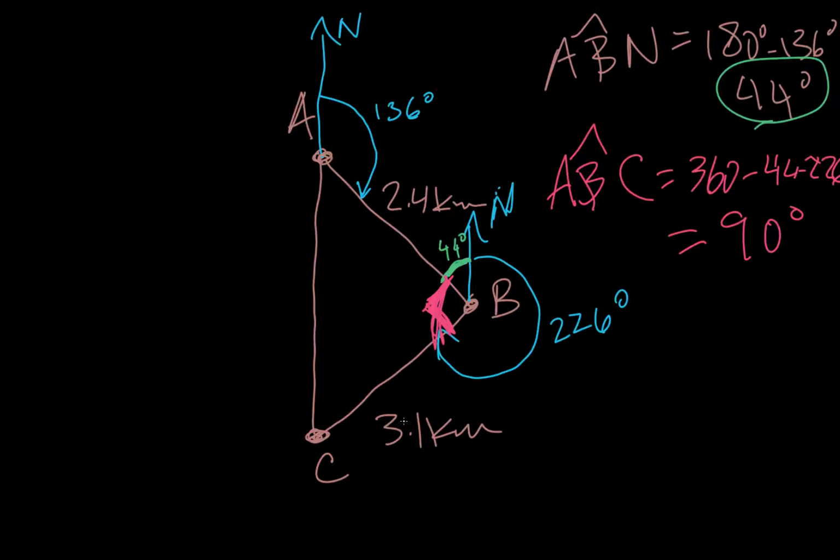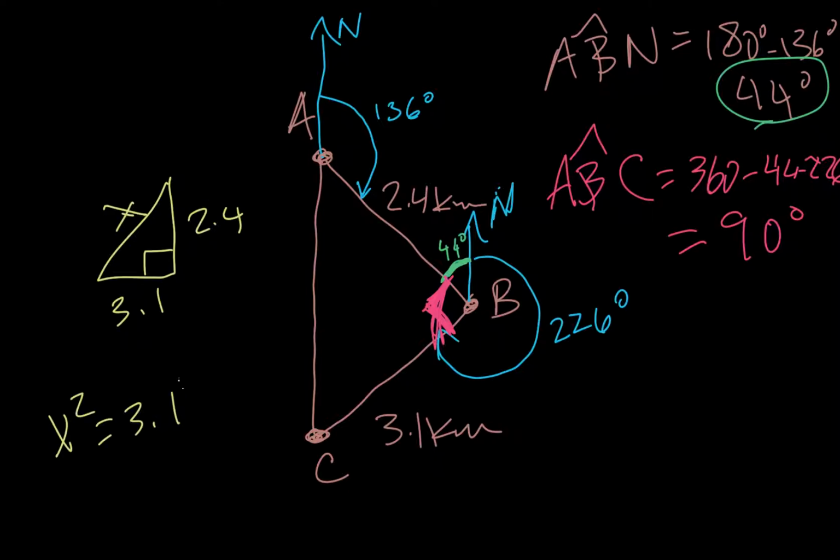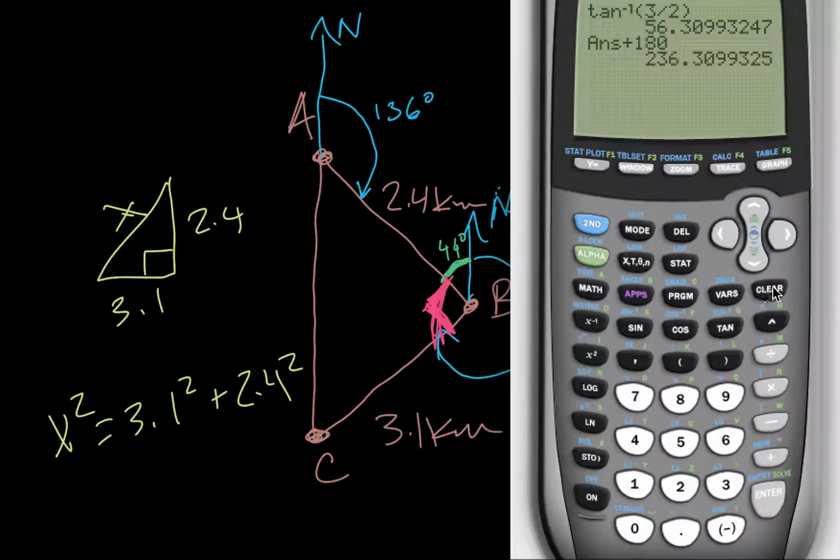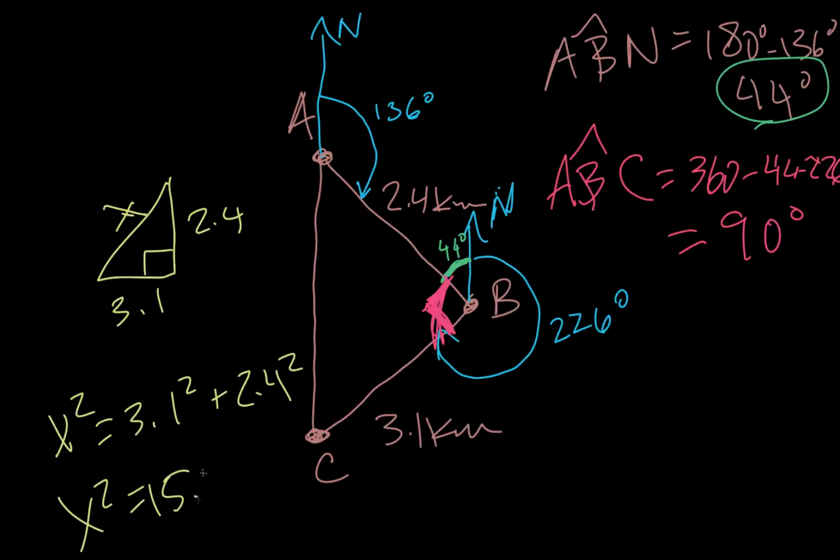Okay, now we want to know the distance from A to C, and so the way that we do that is we just use the Pythagorean Theorem. We have a right triangle, so I can even just simplify that. So we have a right triangle that looks like this, and we want to know this side. So it's x squared equals 3.1 squared plus 2.4 squared. Bring up our calculator. Do that side, 2.4 squared. Okay, we get 15.37. So we have x squared equals 15.37.